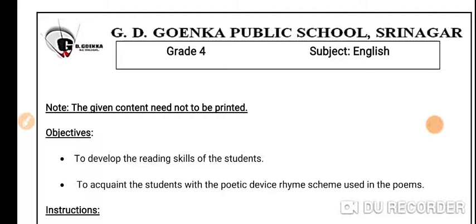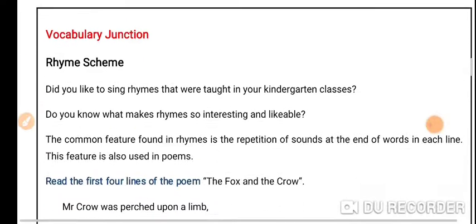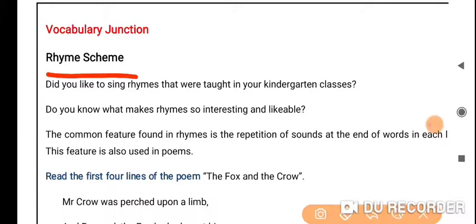Today in English, we'll be starting with the vocabulary junction of the chapter The Fox and the Crow on page number 56 and 57. So today in our vocabulary junction, we are going to learn about rhyme scheme.